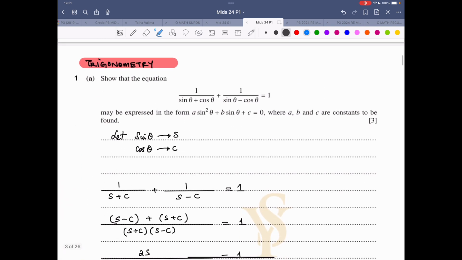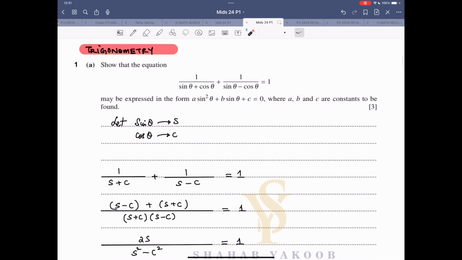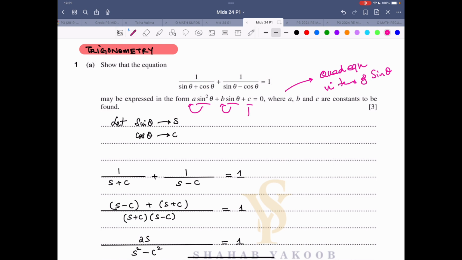Now let's look at the first question. It says, show that the equation, this whole thing is the equation, may be expressed in this particular form where A, B, C are constants to be found. Another way of writing this is that it can be expressed as a quadratic equation in terms of sine theta, where the coefficient of the square term is A, the coefficient of the sine term is B and the constant term is C.